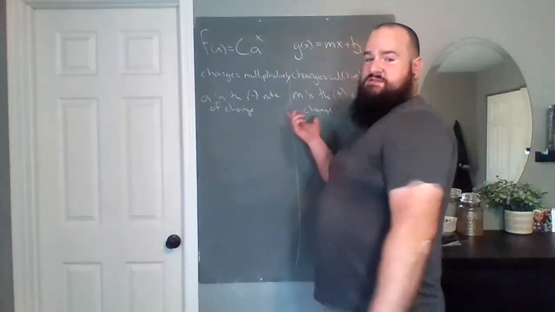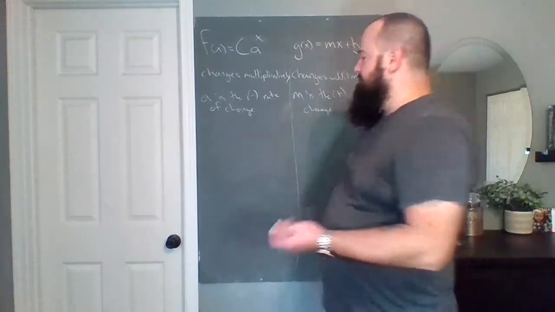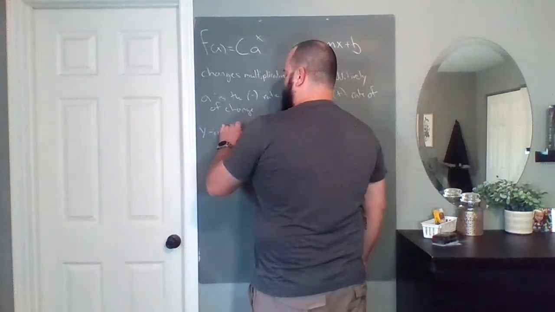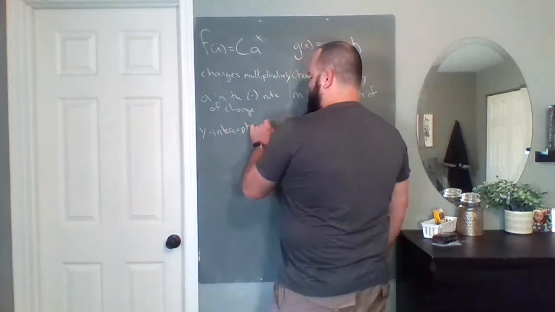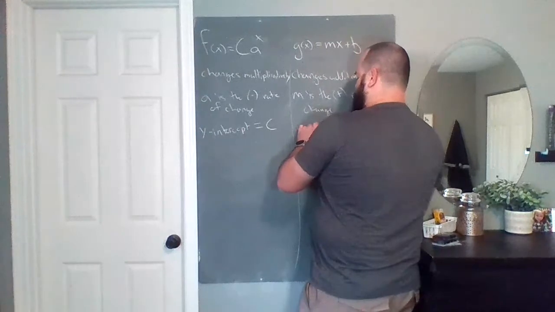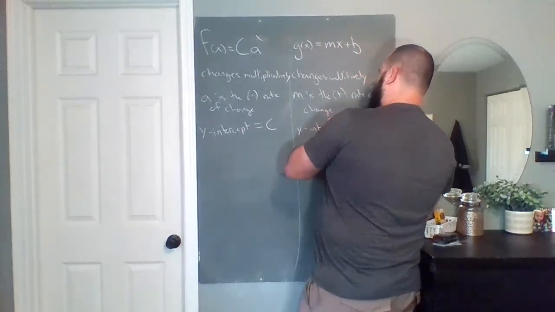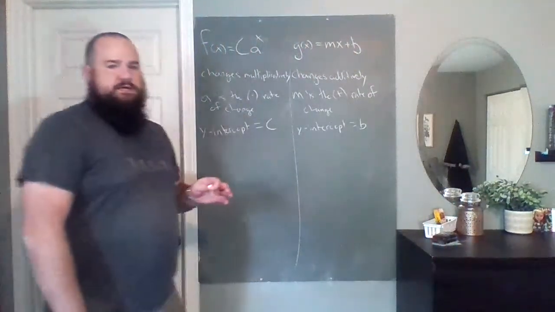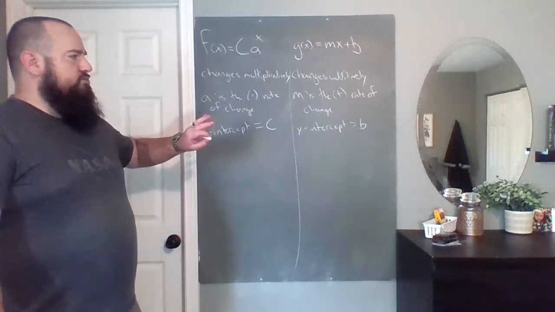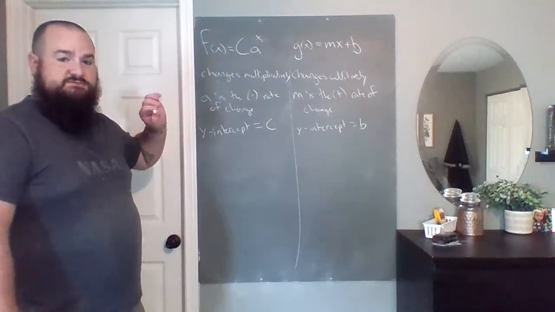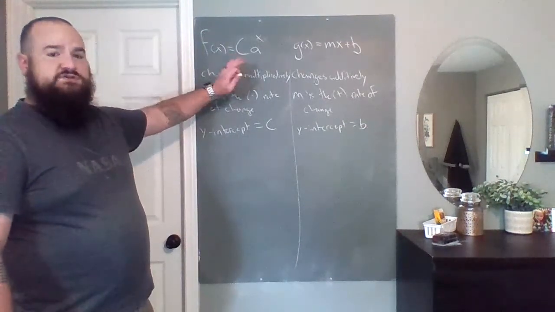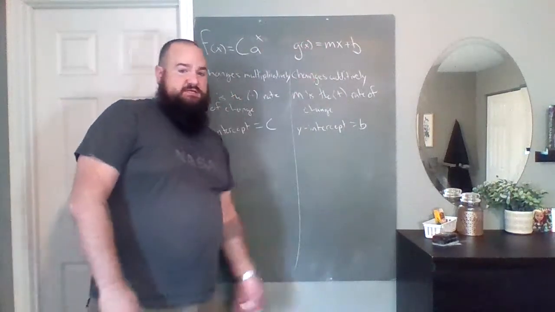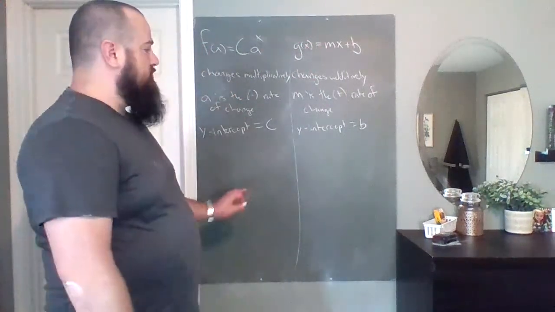Okay, both of these, just from looking at the equation, we know the y-intercept. Here the y-intercept is c, and here the y-intercept is represented by b. Okay? So we have a lot of similarities between these, right? The big difference is that an exponential function changes multiplicatively, where a linear function changes additively. Okay? So pretty cool.